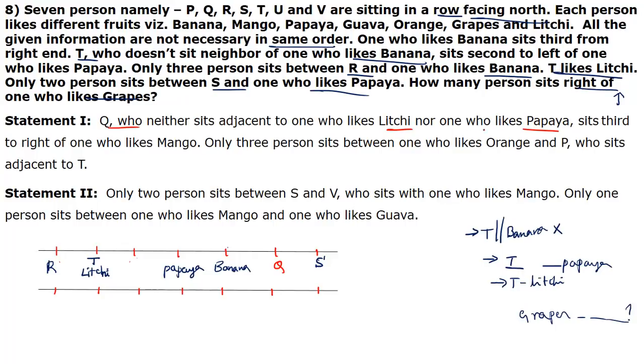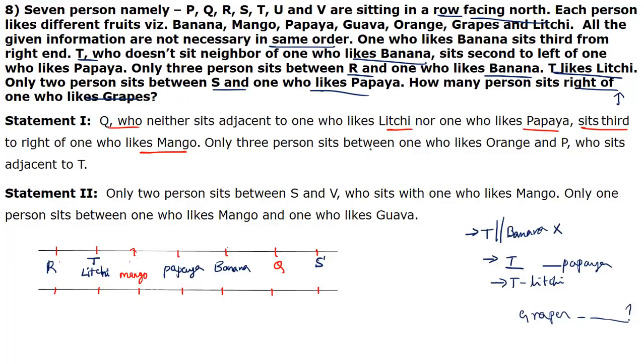Okay, Q sits third to the right of the one who likes mango. Mango's third right must be Q. So if I place mango here, mango's third right, because this person is facing north, 1, 2, 3. Q is placed. I hope you got it.